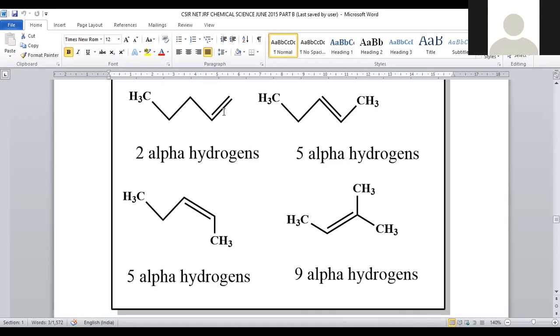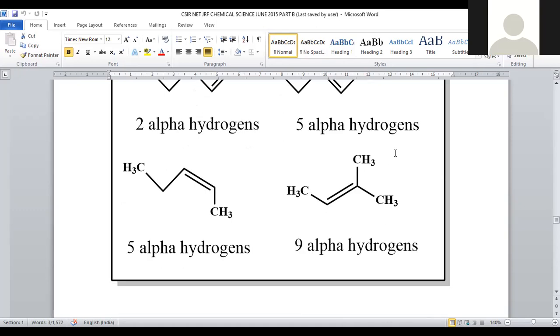This is a terminal double bond, and here we have alpha hydrogens on this carbon. How many are there? Only 2. So in compound number 1, the alpha carbon contains only 2 alpha hydrogens. When we go to compound 2, here is the terminal methyl on the olefinic double bond. Here is a CH2 group. So here is an alpha carbon, and here is an alpha carbon. So in total 3 plus 2, 5 alpha hydrogens are there.